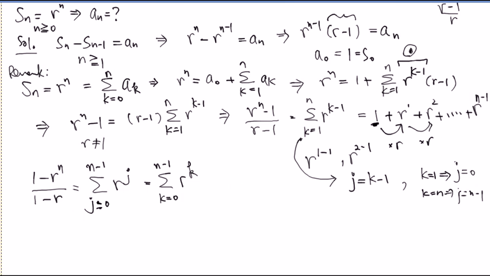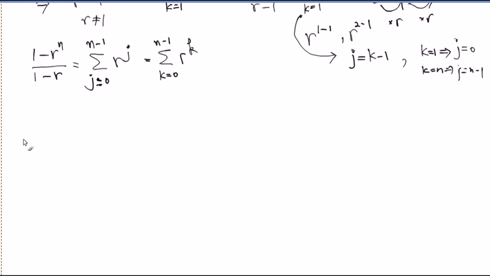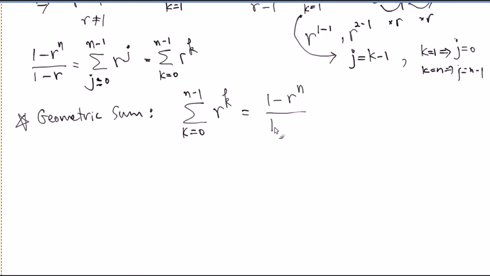This is a geometric sum. So let me summarize it this way. Geometric sum. We discover this by looking at the obvious example of the sum of r to the k. If you're looking at a sequence whose ratios of adjacent terms are all common, then that's r here, and the formula is (1 minus r to the n) over (1 minus r). Okay?